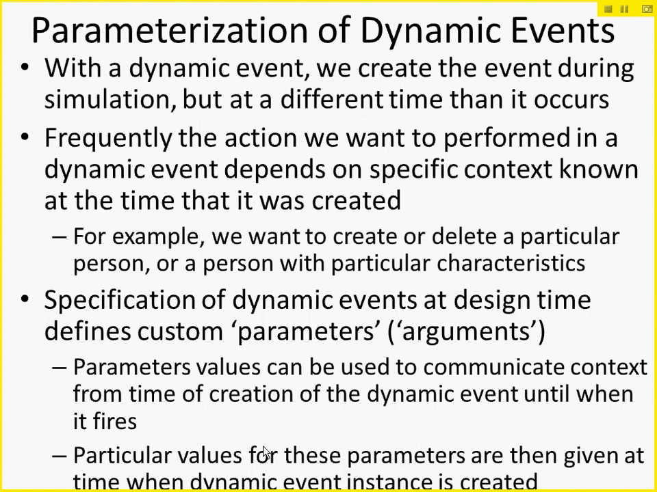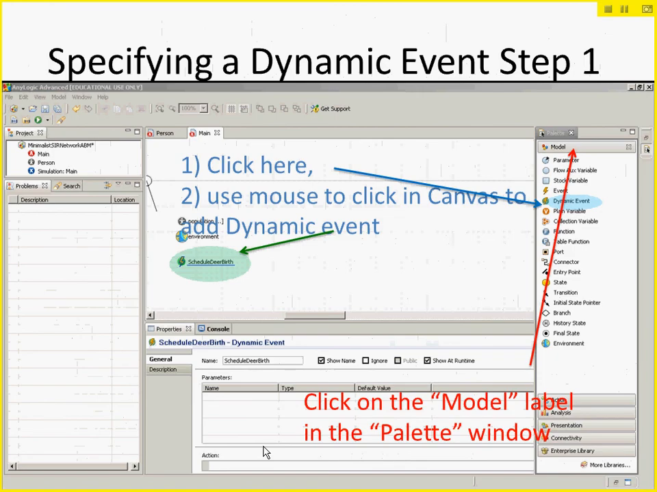So how do we set a dynamic event? Well, what we do is from the palette we drag this thing called dynamic event, and you'll notice that for the dynamic event, there's a set of parameters to be specified down here. So we'll specify for this dynamic event, hey, to create an event to be scheduled of this sort, you have to provide these parameters.